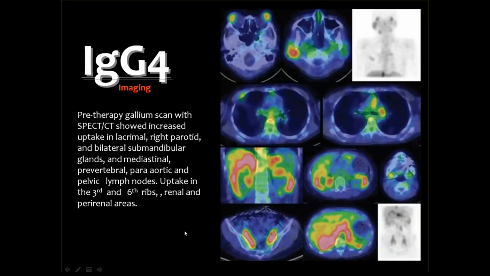One of the valuable techniques for detection of this disease, or detection of inflammatory lesions at many sites in the body, is the gallium citrate scan. And this scan can be used to spot other sites of IgG4 related disease. In these images, you can see that the lacrimal glands, the right salivary gland, and some of the mediastinal lymph nodes are involved by this disease.